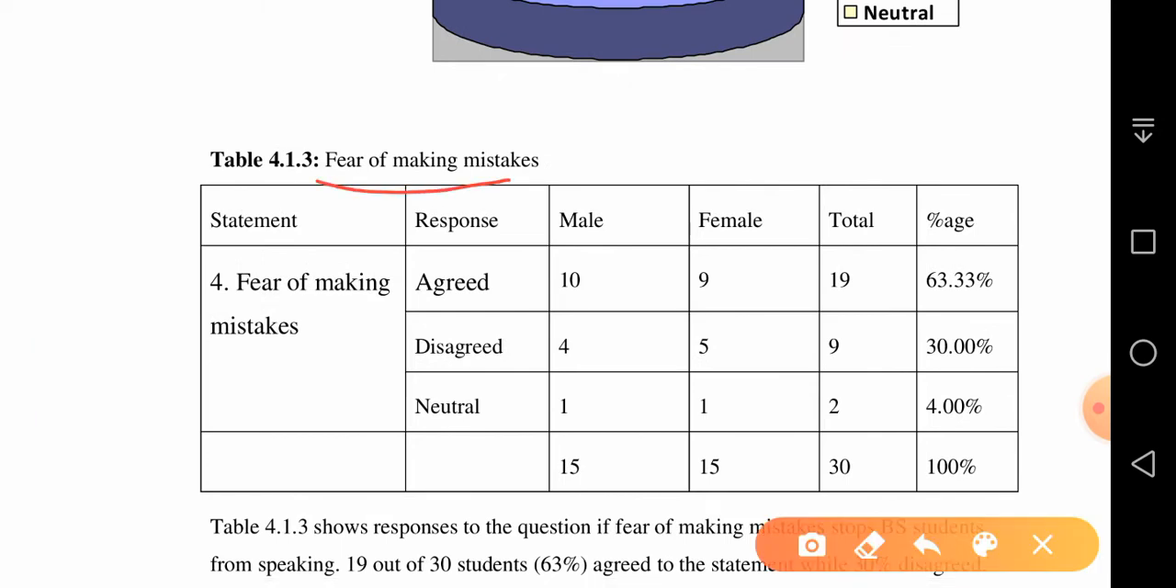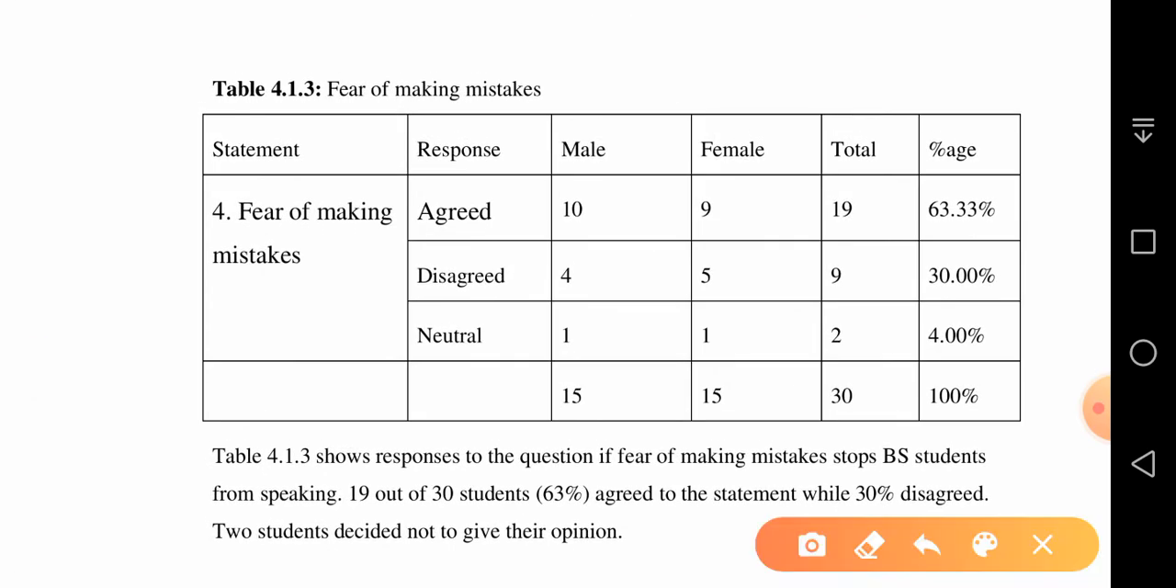So there was a question, fear of making mistakes. Here you can write the complete question: I don't speak English in the class because of fear of making mistakes, that I will make mistakes and my teachers, my peers will laugh at me. This was the statement, or this was the item on the questionnaire. Now see the responses. This is fictitious data filled by me.